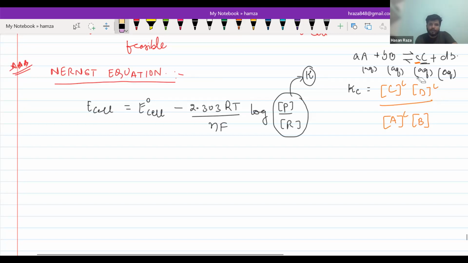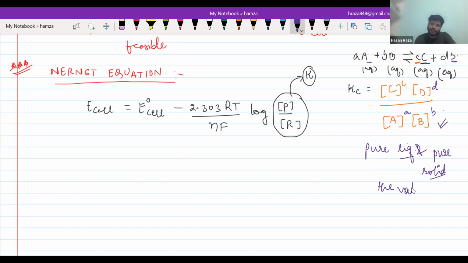Sorry, wait a minute. The stoichiometric coefficient of C is small c, of D is small d, of A is small a, and of B is small b. So this is how we are going to write the value of product and reactant. Always keep in mind that whenever we talk about pure liquid and pure solid, the value equals 1. That means we are not going to write it because its value will be 1.